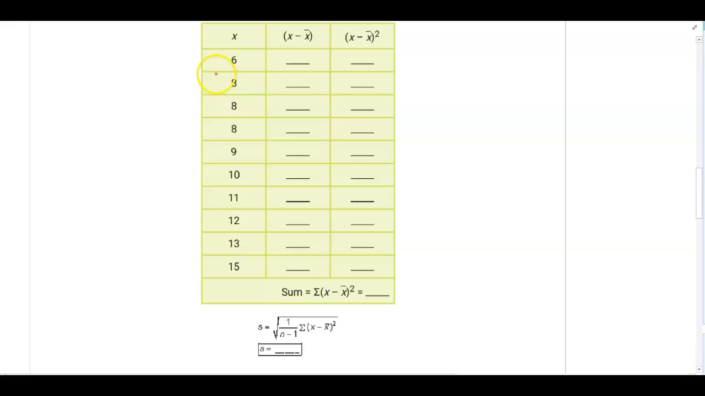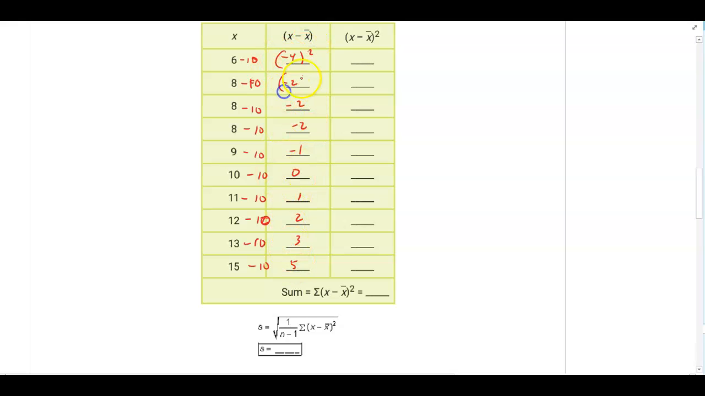remember, the first thing we're going to do is take all of these x values and subtract the mean. The mean was 10, so we're going to do 6 minus 10, which is negative 4. 8 minus 10, which is negative 2. I get another negative 2, another negative 2, negative 1, 0, 1, 2, 3, and then 5. Now, what I'm going to do is take all of these values now.